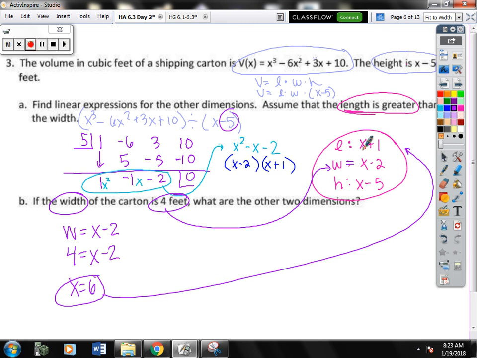Then we can take 6, plug it back in to find out what the length and the height would be. So the length would be x plus 1, which is 6 plus 1, which would be 7, and that's feet. They already told us the width was 4, and the height, which is x minus 5, would be 6 minus 5, which would be 1 foot. So 7 feet and 1 foot.